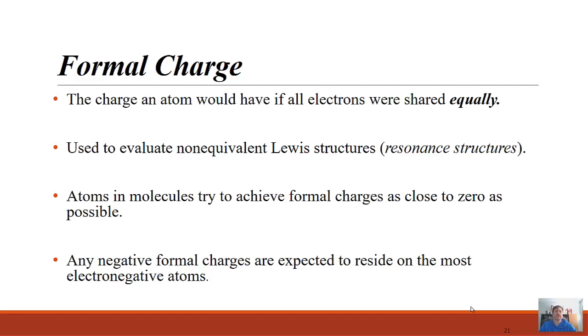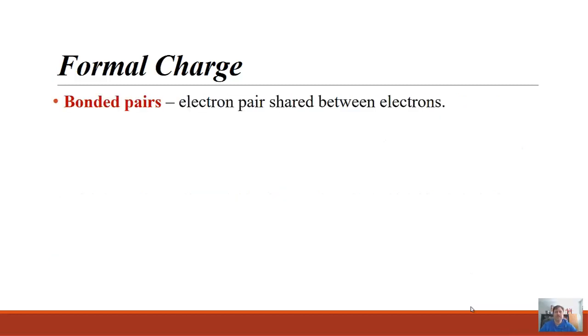So let's look at how we can determine the formal charge for an atom. When we look at these structures, we have a couple things we have to talk about. A bonded pair is where the electrons are shared between the atoms.